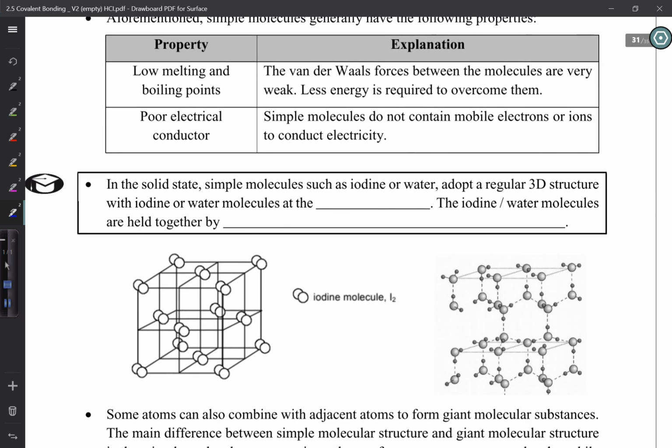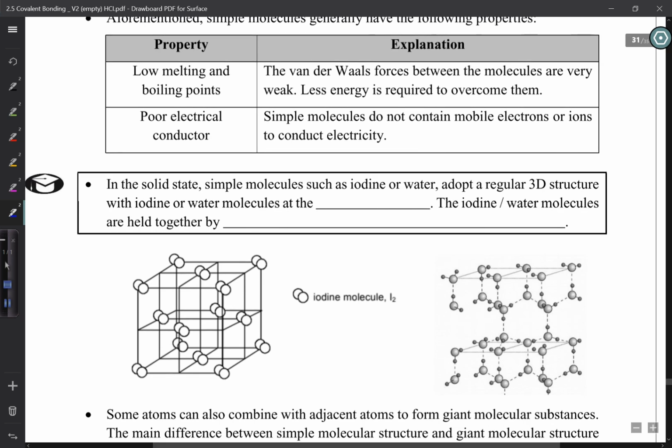Whereas in the solid state, simple molecules such as iodine or water adopt a regular 3D structure with iodine or water molecules at the lattice points. So if you look at the structure below, alright, this is iodine. We know that iodine is a simple molecule. So when you decrease the temperature, iodine is going to freeze into a solid. So this is what the structure of iodine solid looks like. All these are iodine molecules, and all these interactions, all these attractions, they are van der Waals force.